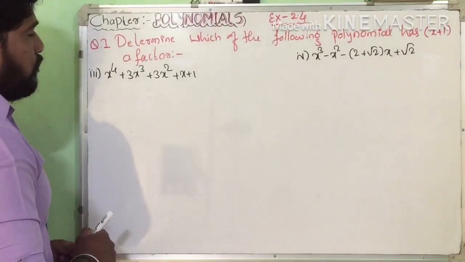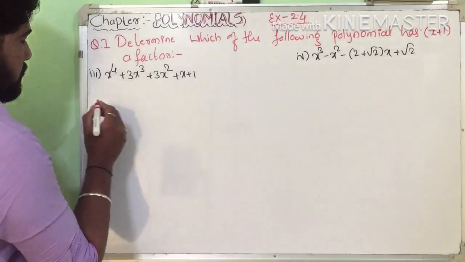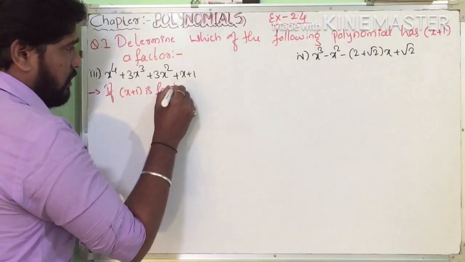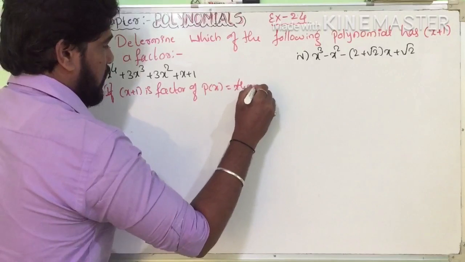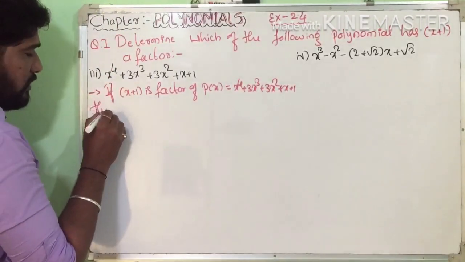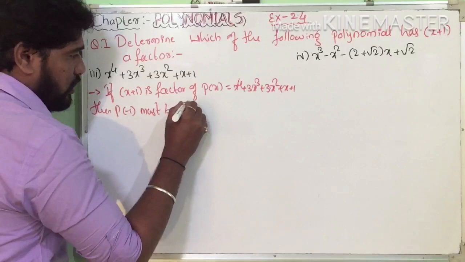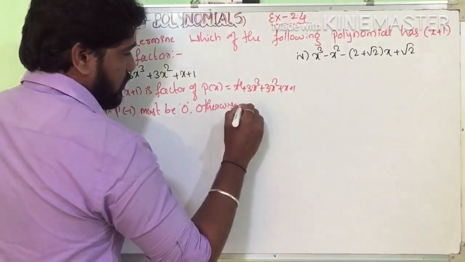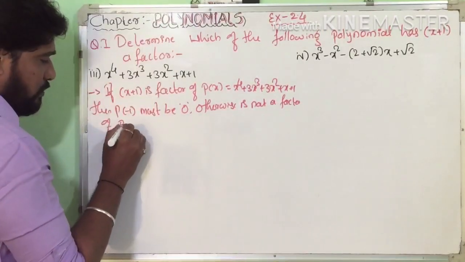Third one: x raised to 4 plus 3x cube plus 3x square plus x plus 1. Is x plus 1 a factor or not? We will check here, right? So first write down: if x plus 1 is a factor of p of x equal to x raised to 4 plus 3x cube plus 3x square plus x plus 1, then p of minus 1 must be 0, otherwise x plus 1 is not a factor of p of x.